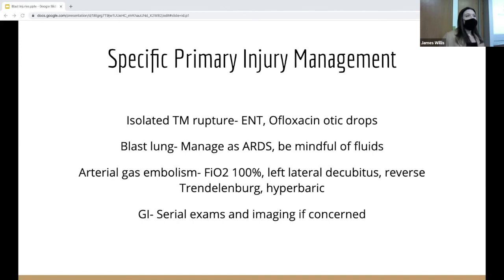And in a patient that has a GI injury, obviously if they have a ruptured colon, they're going to go to surgery. But if you don't find anything initially, but you have a high suspicion for it, just do serial exams and imaging because GI barotrauma can actually have an even more delayed presentation than that of pulmonary barotrauma. I read that it could be days to weeks, especially if it has to do with mesenteric ischemia. So if you have a high enough suspicion for it, you should be doing serial exams.